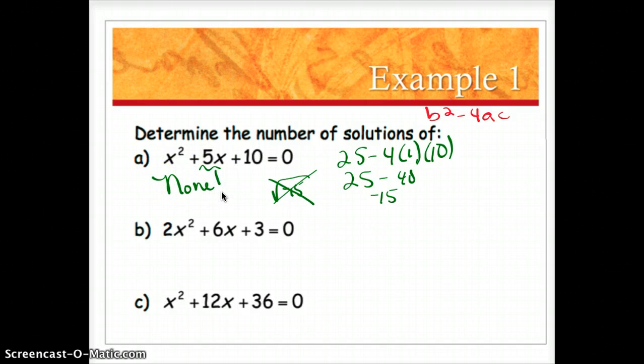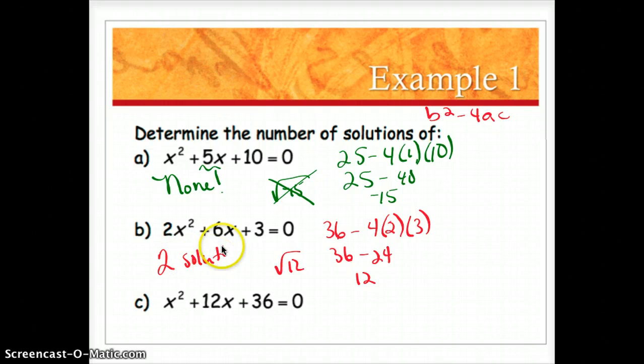Okay, if I tried this second one, again, I'm going to do b squared minus 4ac. So 6 squared is 36 minus 4 times 2 times 3. So 36 minus 24 is 12. That's a positive number. So again, if we had square root 12, if we added square root 12 and subtracted square root 12, we're going to get two different answers. So this is going to have two solutions.